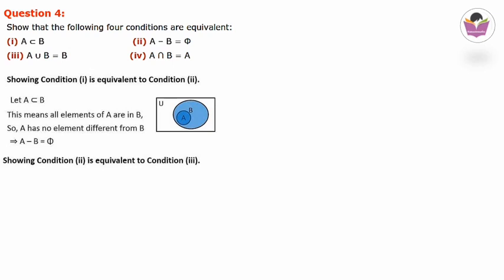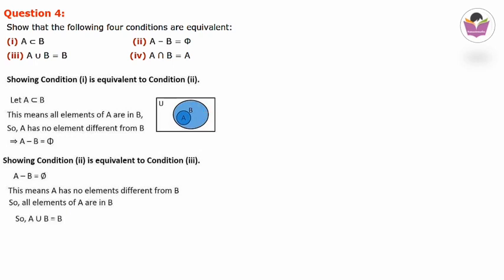Then we are going to show the second condition and third condition are equivalent. What is our second condition? A minus B is a null set. Means A has no elements different from B. From here itself it is clear that A has no element differ from B. That means we can say that all elements of A are in B. Or whatever elements we take from A, it will be there in B as well. Then we can say that A union B is equal to B itself.